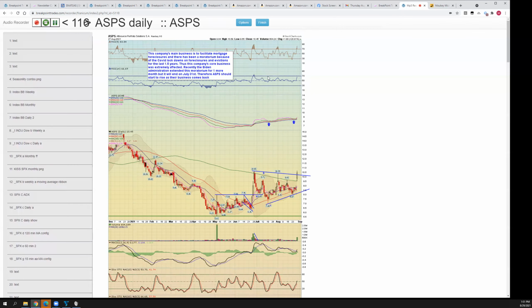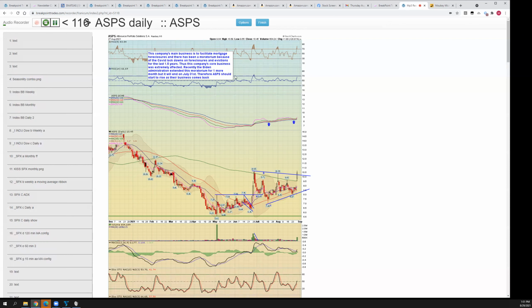Next. Chart 116, ASPS, following up on this one. I've posted about this before. Their business is to facilitate mortgage foreclosures. They had a moratorium on it. That moratorium expired, and the stock is now potentially allowed to lift up. It's got a big coil here it's trying to break out of. I know some of you still own this. I still own it. Had to go through a little whipsaw back in here, but looking better.